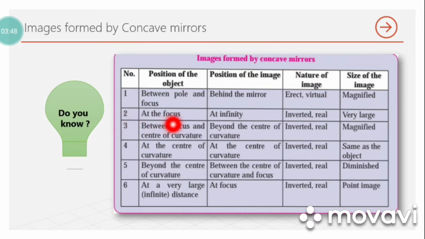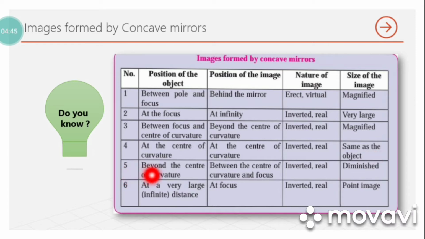If the object is placed at the focus, then the position of the image is at infinity, the nature of the image is inverted and real, and the size of the image is very large. If the object is placed between the focus and the center of curvature, then the image is formed beyond the center of curvature, the nature of the image is inverted and real, and the size of the image is magnified. If the object is placed at the center of curvature, then the position of the image is at the center of curvature, and the nature of the image is inverted, real, and the size of the image is same as the size of the object.